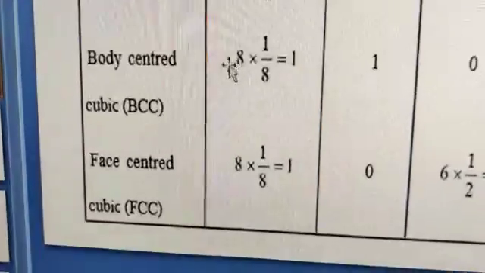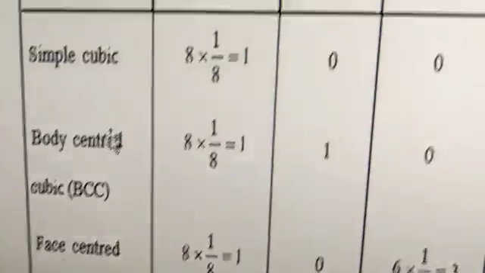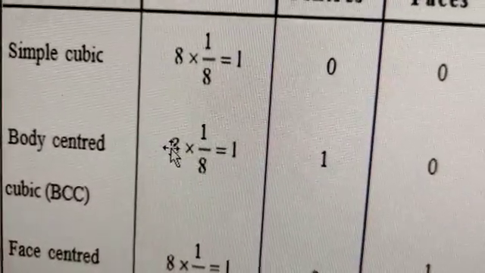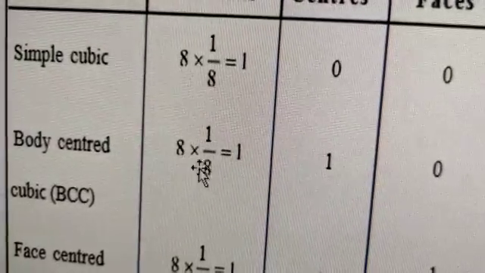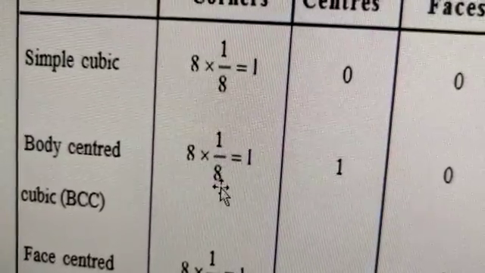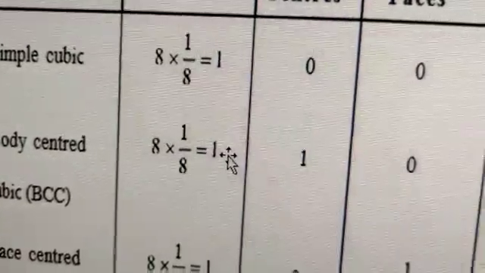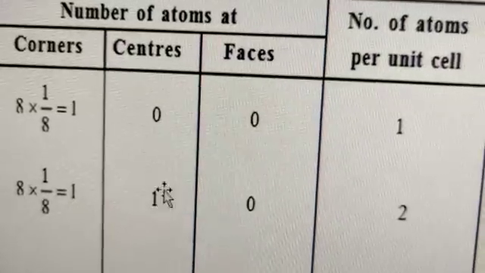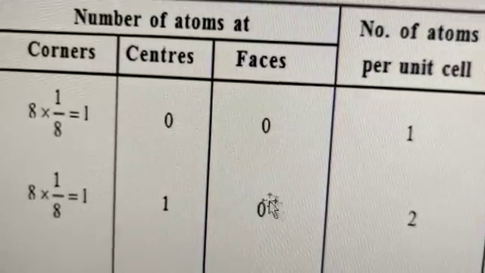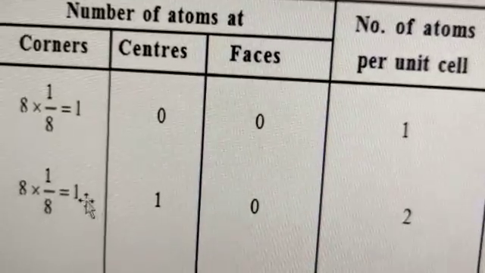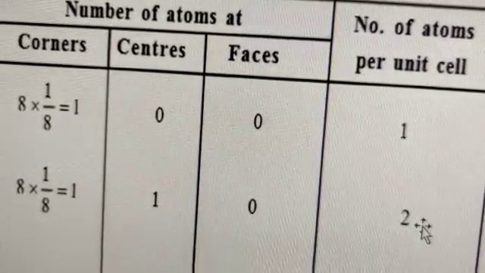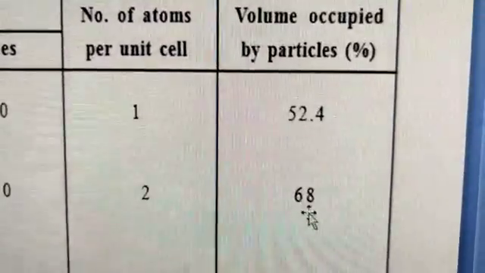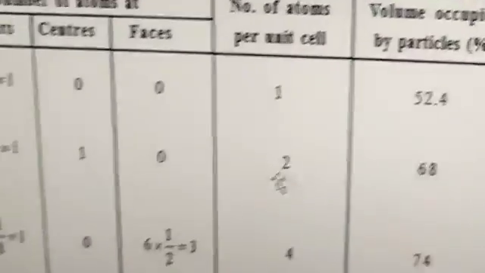52.4%. Right. Now see this body centered unit cell, it is having the 8 atoms at 8 corners. So these 8 atoms will occupy 1/8 part, and in the case of body center, 1 atom is present in the body, and on the face it is having 0 atoms. So this 1 plus 1 equals 2. The number of atoms per unit cell equals 2, and the volume occupied by the particles is 68%.